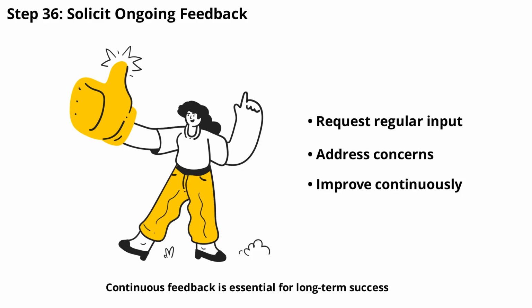Continuous feedback is essential for long-term success. Regularly ask your team for input on the RPA solution and its impact on their work. Use this feedback to make improvements, address concerns, and ensure your automation program continues to meet business needs.